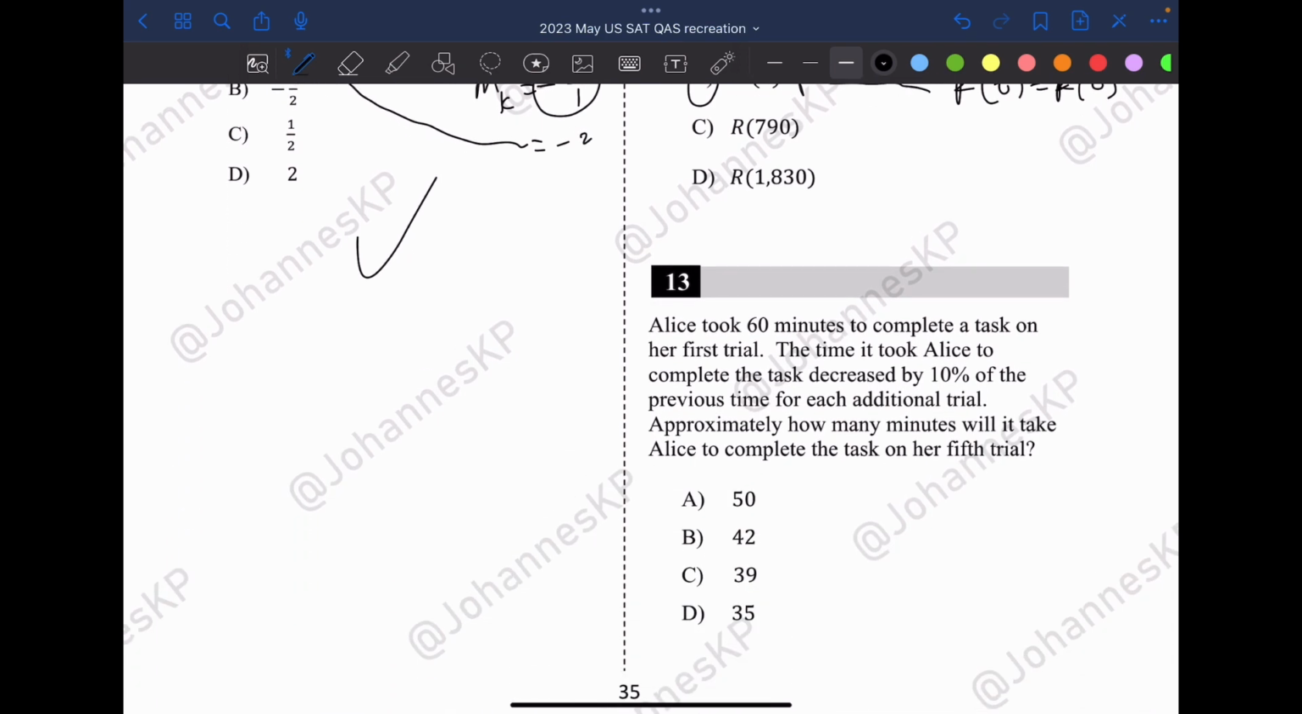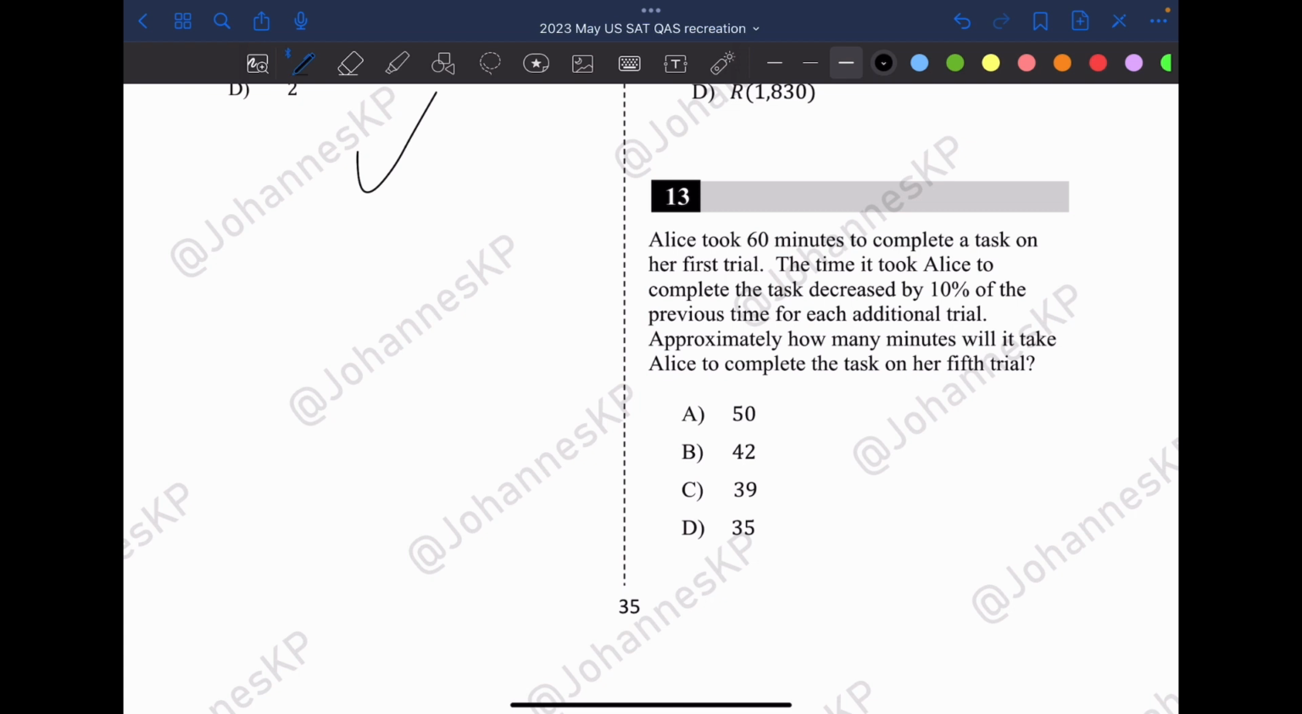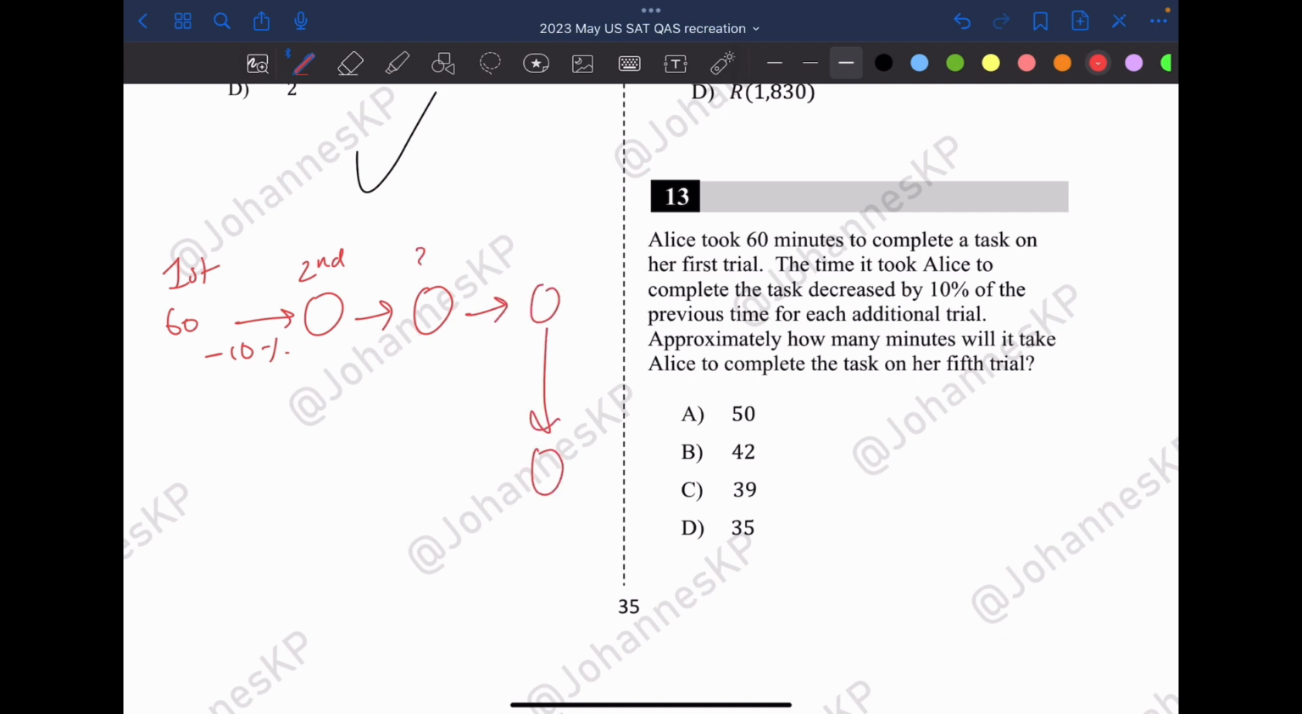Alice took 60 minutes to complete a task on her first trial. The time it took Alice to complete the task decreased by 10% of the previous time for each additional trial. Okay, so basically she kept getting faster, in other words. First trial, I'm going to do it in red. First trial, she got 60 minutes. Second trial, she decreased by 10%, so a negative 10% change of value to get her second, and then so on every time to get her fifth. So this is going to be third, fourth, and fifth. And the question is asking us to find the fifth trial. So that's how we know we should stop at the fifth.